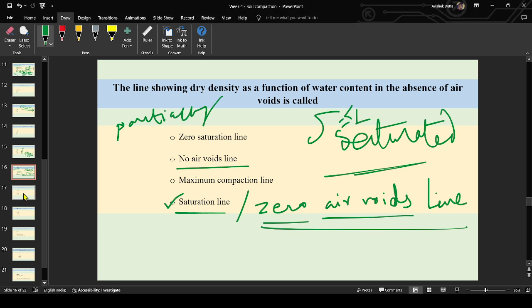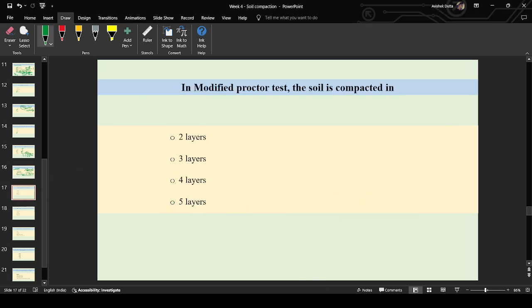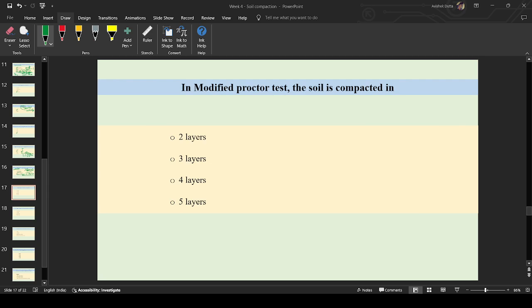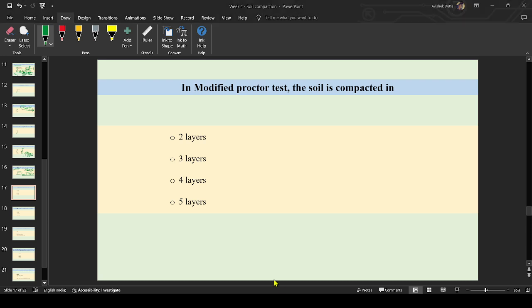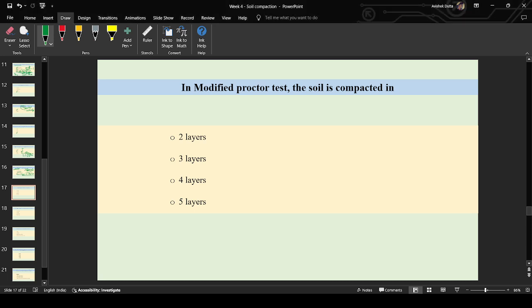Next question. In modified Proctor test, the soil is compacted in how many layers? How many layers? 5 layers. Five, sir. Yes, and in standard Proctor test, 3 layers.